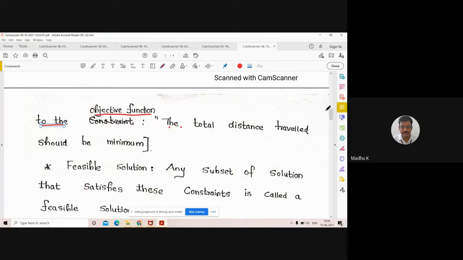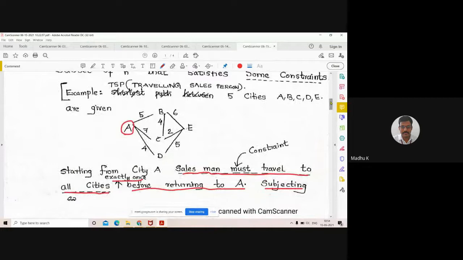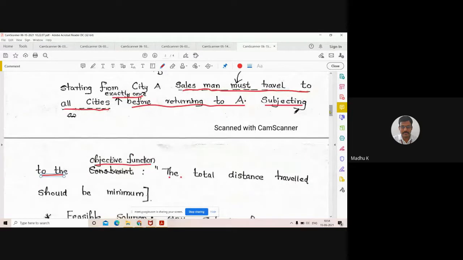So if you consider this problem, there are two things. First, there are some constraints to achieve a task. Those constraints should be satisfied, and additionally there is an objective function. That objective function also should be satisfied.